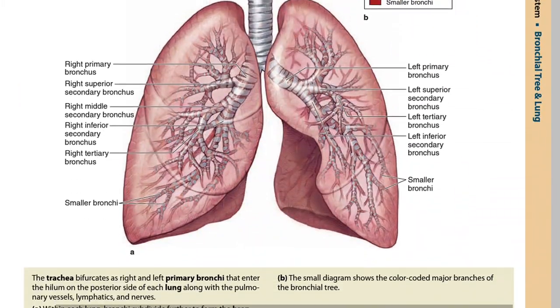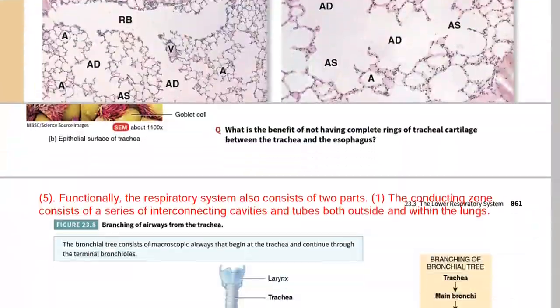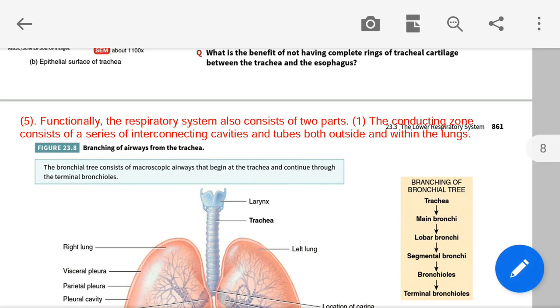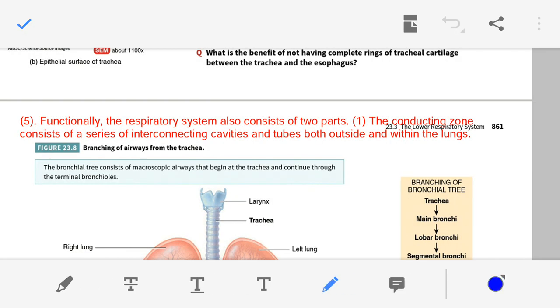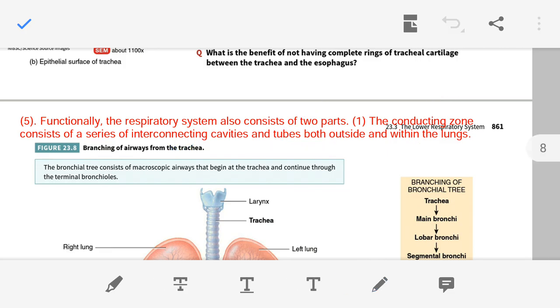Moving on to the fifth point. Functionally, the respiratory system consists of two parts. One is the conducting zone, which consists of a series of interconnecting cavities and tubes, both outside and within the lungs. In the conducting zone, the cavities of the tubes are connected with each other, and these tubes are present outside the lung and also enter into the lung. Which are these tubes and their cavities?